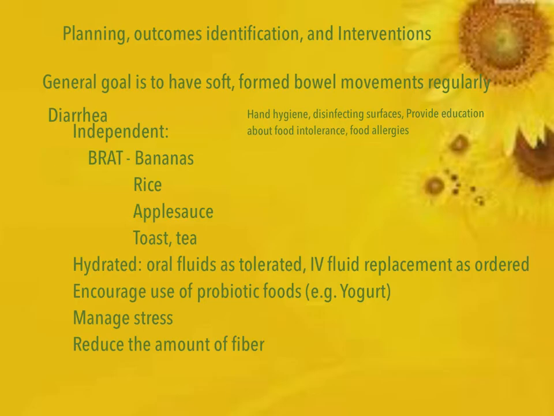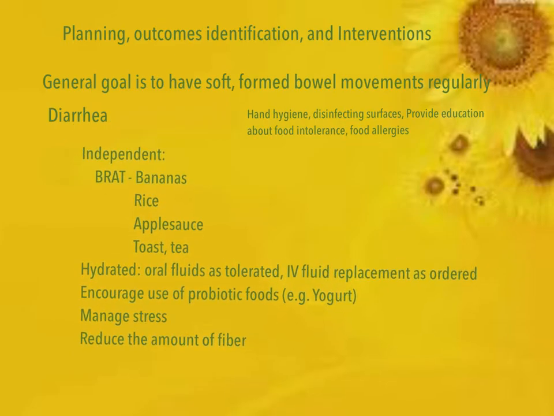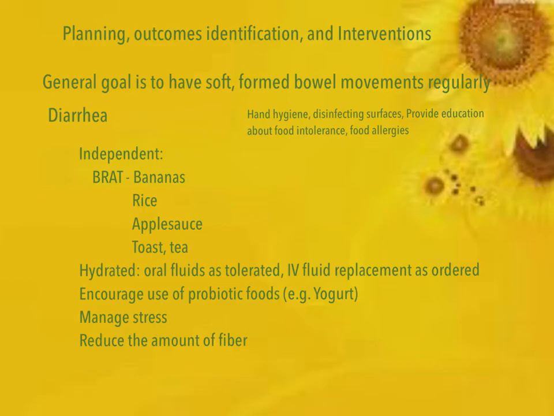There we go. And I'll just give you a minute with that to kind of write it down. Those are the independent nursing interventions. Bananas, rice, applesauce, toast, and tea are the brat diet. And then, of course, you need to make sure if that person's losing fluids from the stool that they're replacing it either through oral means or IV means. Encourage that probiotic to replace the good bacteria. Manage stress and reduce fiber.